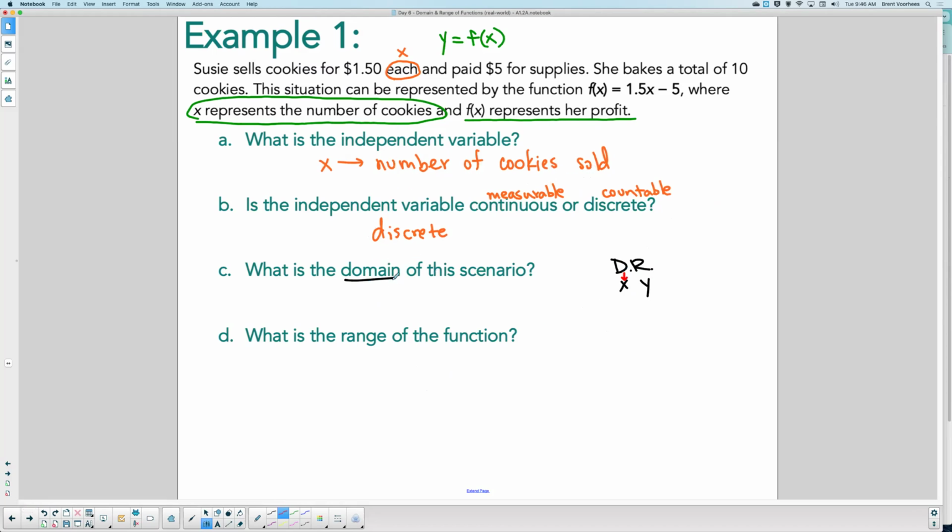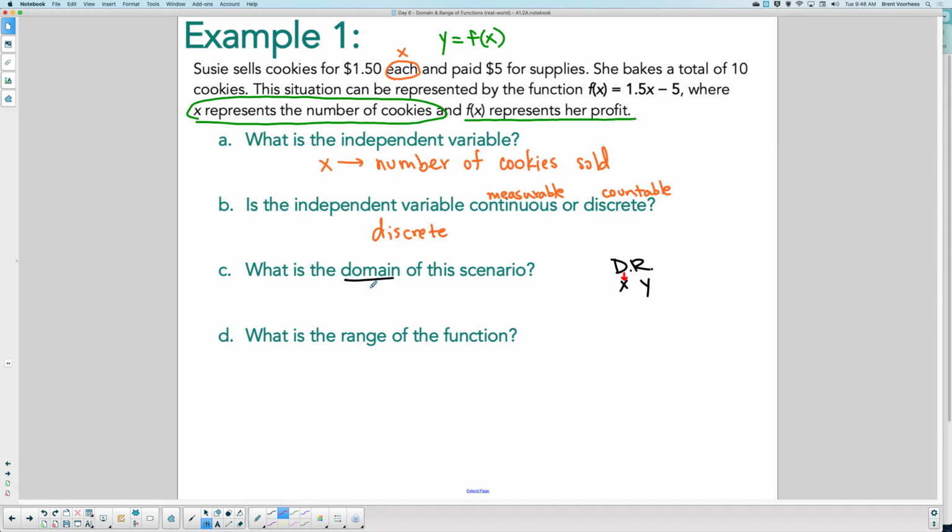We go from smallest to largest. In this problem, what's the smallest number of cookies you could ever sell? 1. Okay, good. Could we sell -5 cookies? Why not? It's not a number. It is a number, but why could you not sell -5 cookies?